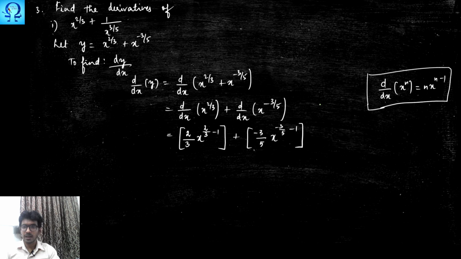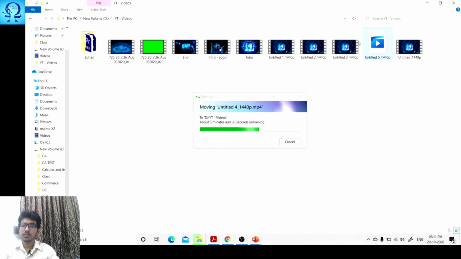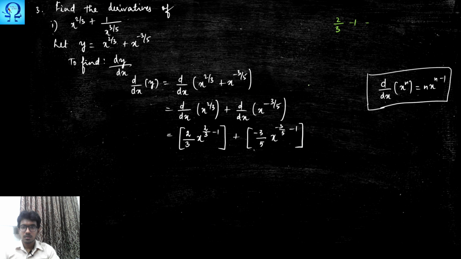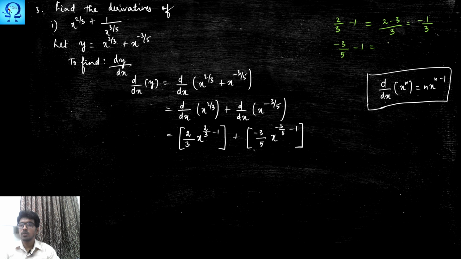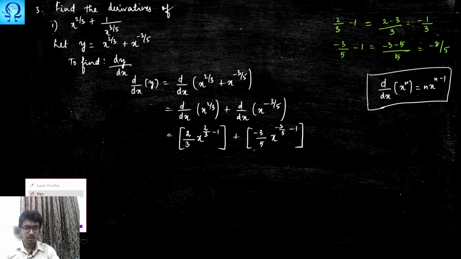Hence, let me do the fraction calculation here. 2 upon 3 minus 1. When you take LCM, what are you going to get? You will get 2 minus 3 upon 3, and this gives you minus 1 upon 3. Okay, and the next is minus 3 upon 5 minus 1. So when you take LCM, minus 3 minus 5 upon 5, and that is going to give you minus 8 upon 5. So this we know for sure, right?